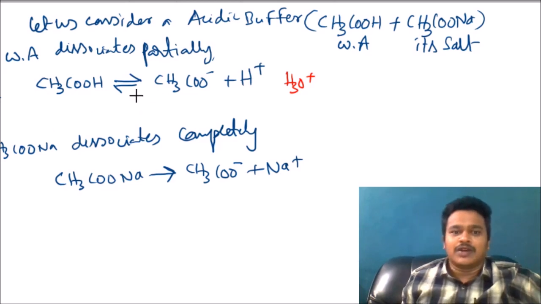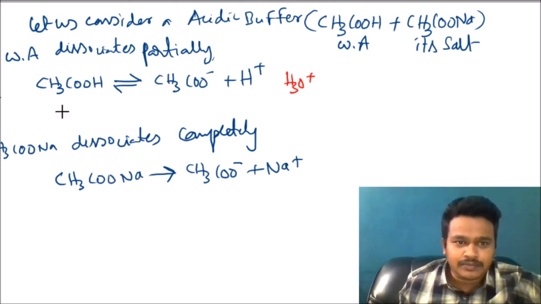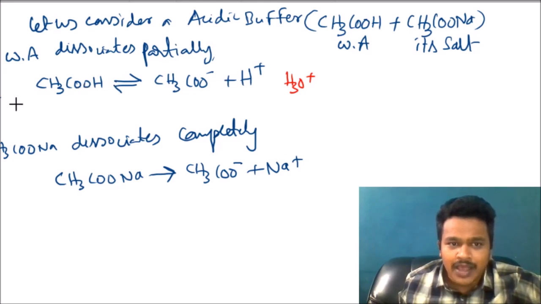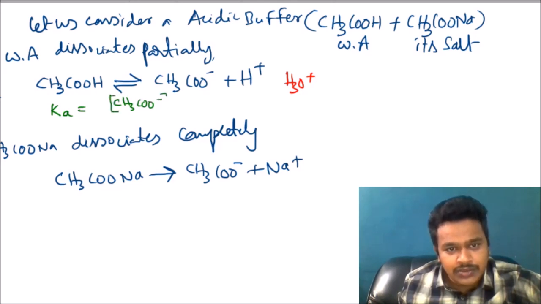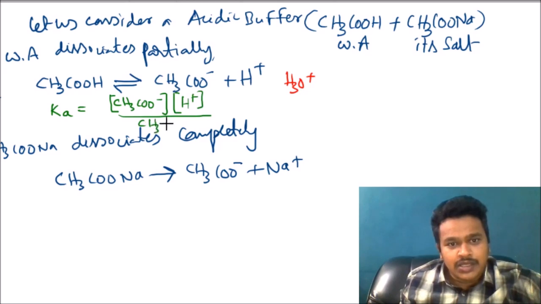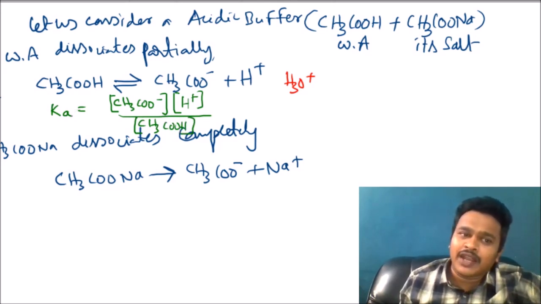These two are present in the buffer solution. Now I will write the equation. For this acid I will write Ka, the dissociation constant. Ka is equal to the product side, CH3COO minus concentration times H plus ion concentration, divided by CH3COOH. I can write this only at equilibrium.